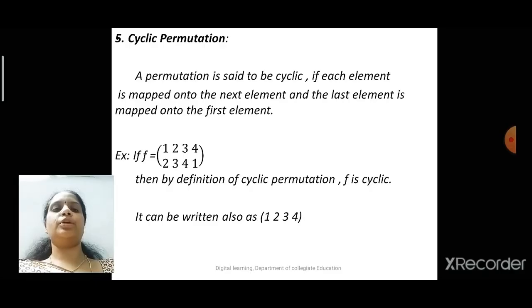Next, about the cyclic permutation. A permutation is said to be cyclic if each element is mapped onto the next element and the last element is mapped onto the first element. The example is f equal to (1 2 3 4). After 1 in the first row we have 2, so in the second row we leave the 1 and start with 2, then 3, then 4, then the first element 1. This is how we write a cyclic permutation. By the definition of a cyclic permutation, f is cyclic and can be written as (1 2 3 4).